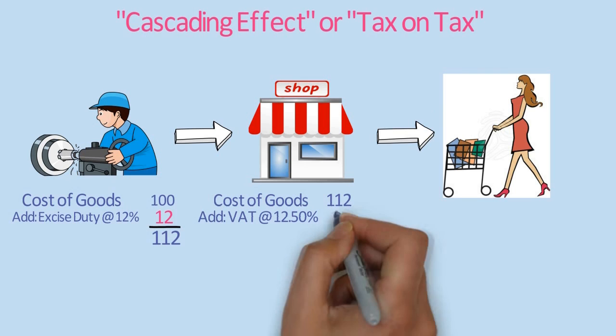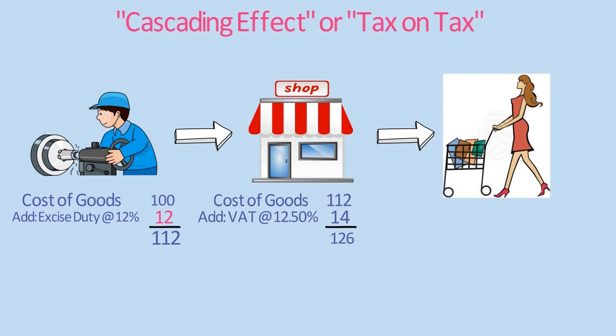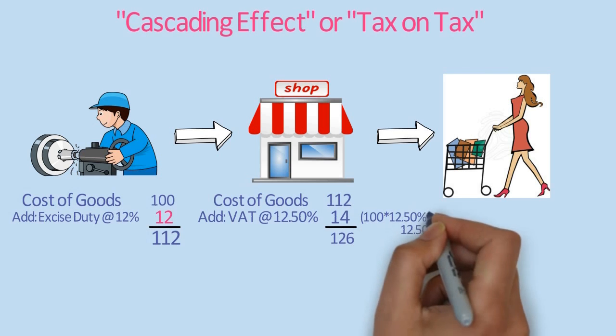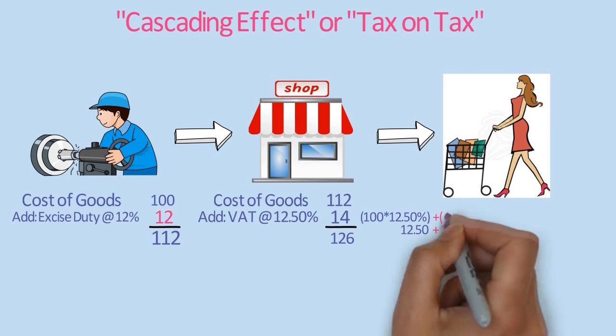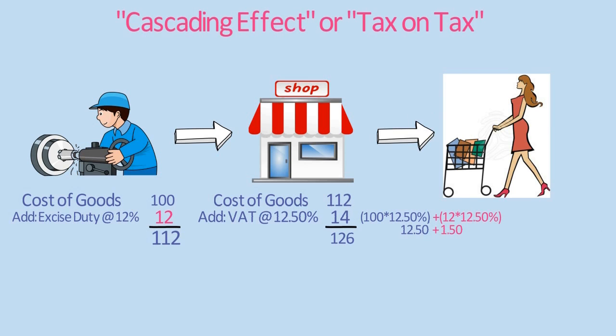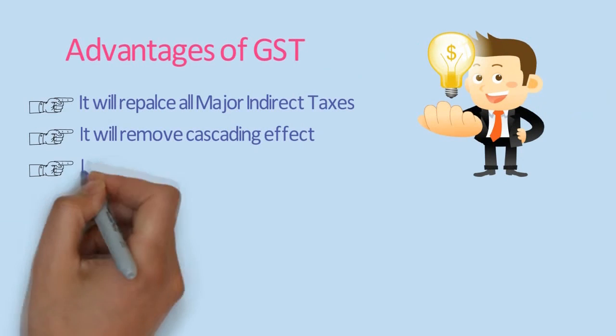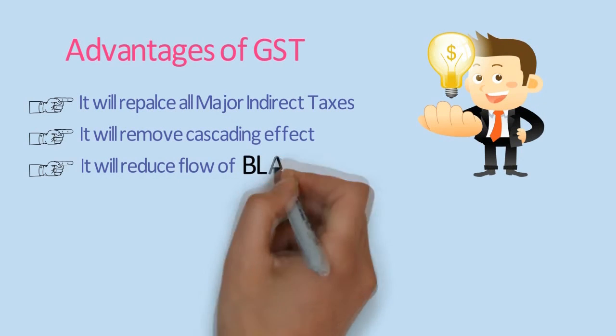In this case, VAT charged by the dealer is ₹14. This ₹14 has two components. One is ₹12.50, which is on the cost of the goods, and second is ₹1.50, which is charged on the excise duty. In this case, VAT is charged on the excise duty component also and the consumer has to bear this additional burden. This is called cascading effect. GST will remove the cascading effect as there will be only a single tax applicable. GST will reduce flow of black money in the country.